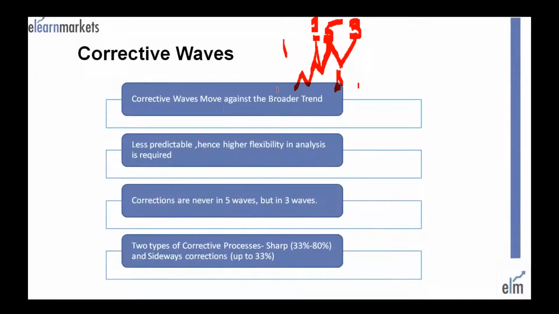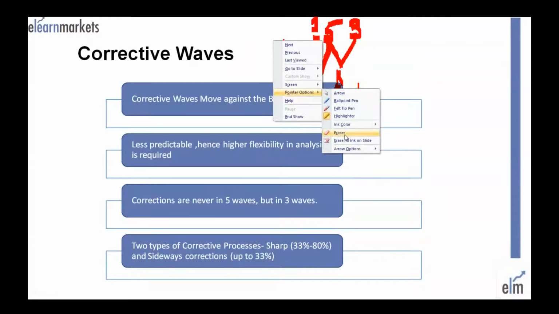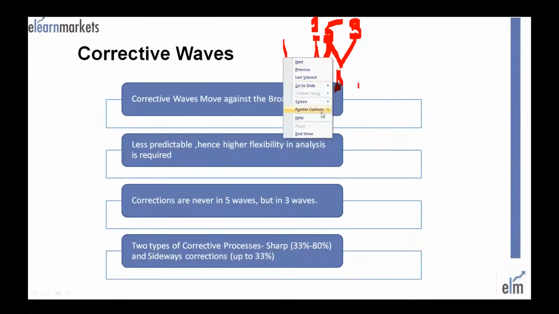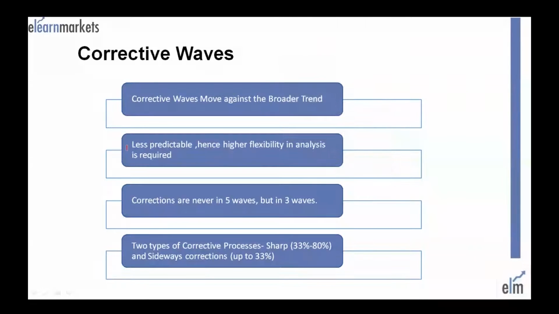So moving on to the characteristics of the corrective waves. Corrective waves move against the broader trend, which we've already seen. They are less predictable, hence higher flexibility in analysis is required. That is, it is very risky to predict the ending and starting of the corrective waves. Corrections are never in 5 waves but in 3 waves.